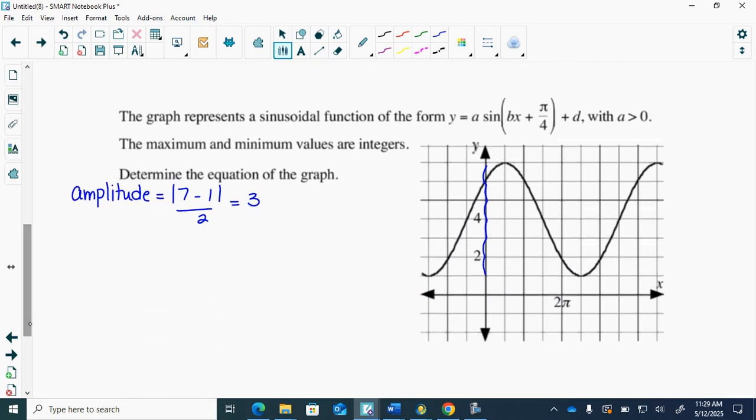Then 9, my midline, is y equals 9 plus 1 divided by 2, or 7. There's a 7 right there, and I write 9.